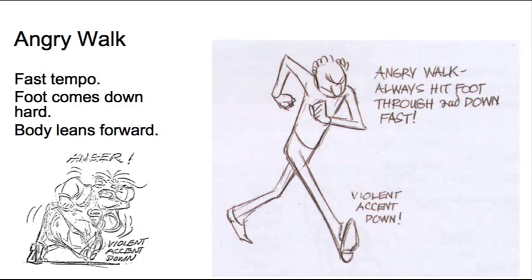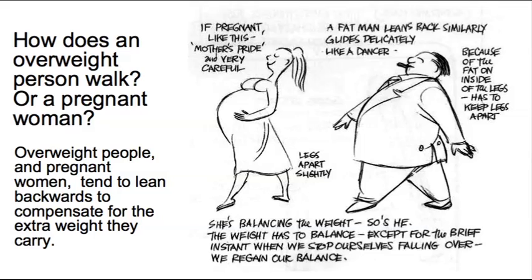So basically the trick with this week is to try some different character walks. One thing you might try is an angry walk, and here's Cliff Nordberg's example of the angry walk, violent accent down. This drawing is taken from the Animator's Survival Kit, and you can see that to get that angry sense in it, you want to feel those feet come down hard and fast. It's probably going to be a fast tempo, at least at 12 frames, business-like march time, and probably with the body leaning forward in a business-like way. There are endless variations we can try.